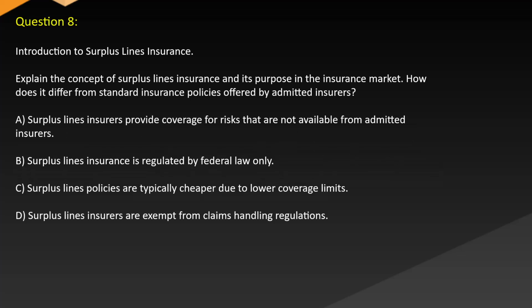Introduction to surplus lines insurance. Explain the concept of surplus lines insurance and its purpose in the insurance market. How does it differ from standard insurance policies offered by admitted insurers? A. Surplus lines insurers provide coverage for risks that are not available from admitted insurers. B. Surplus lines insurance is regulated by federal law only. C. Surplus lines policies are typically cheaper due to low coverage limits. D. Surplus lines insurers are exempt from claims handling regulations.